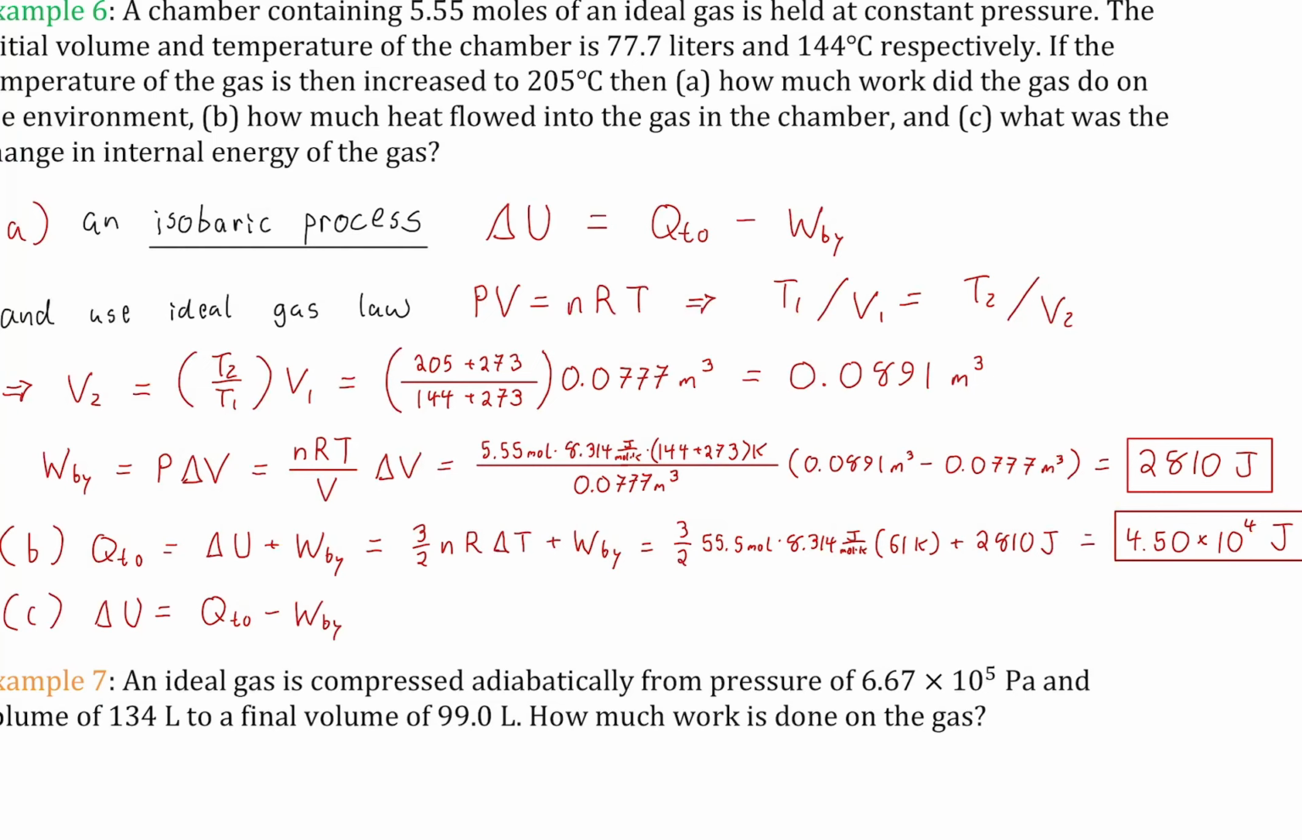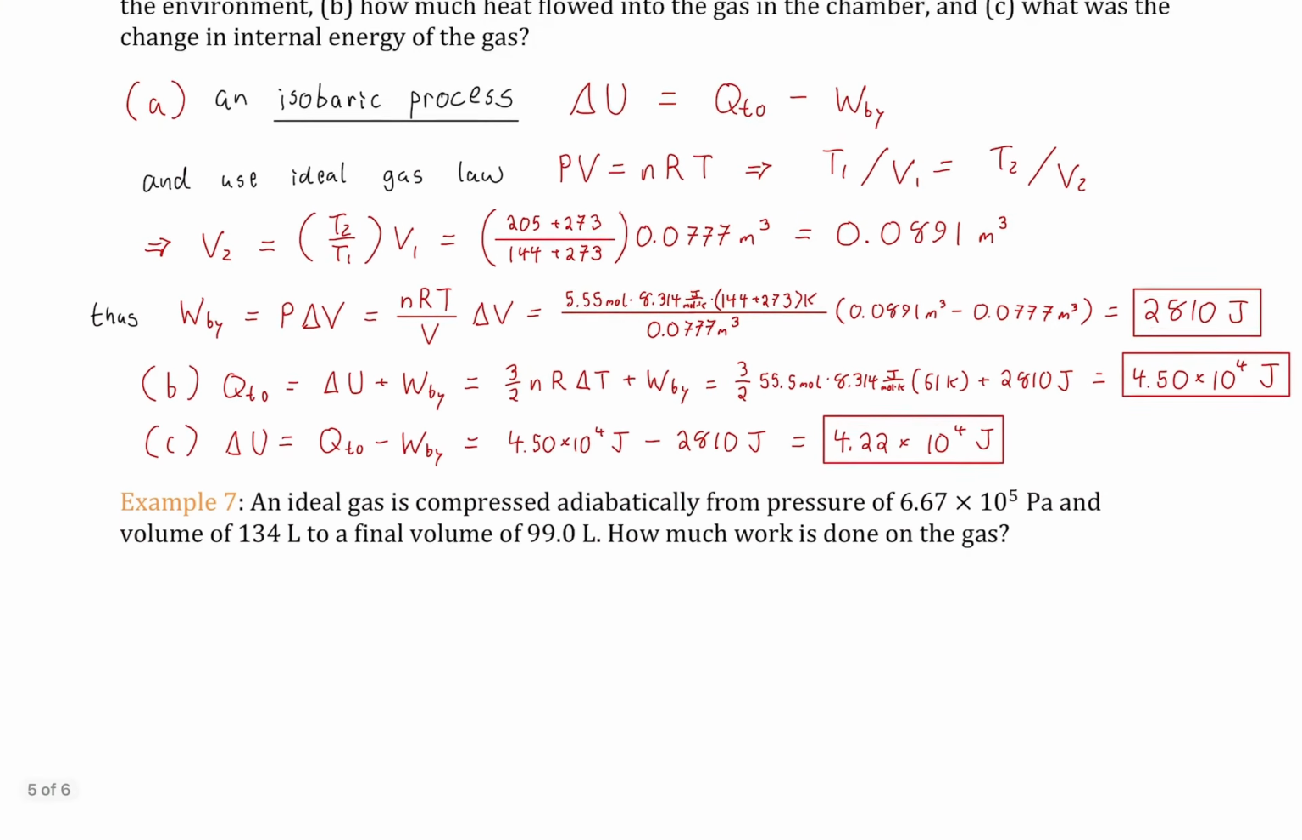But that's true of isobaric processes. They're not the most efficient way to get work out of adding heat to something. All right, so in this case, we would just take the heat minus the work by, and that is going to give us our increase in internal energy. Positive, so we know it's an increase, and it's 42,200 joules. Okay. Hopefully that makes sense.